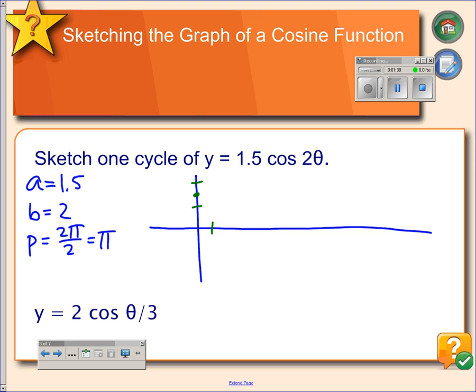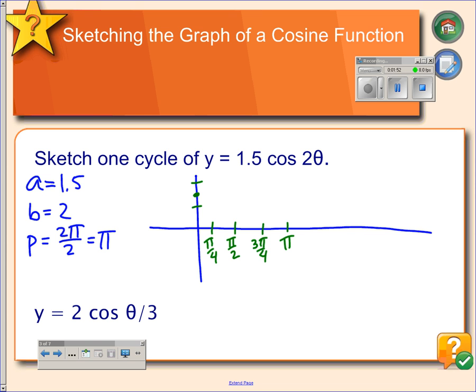And then we're going to go across for our 5 important values. When we get to the fifth one, we will be at pi. So if we take pi and divide it by 4, that will give us each of these values. So pi fourths, pi halves, 3 pi fourths.